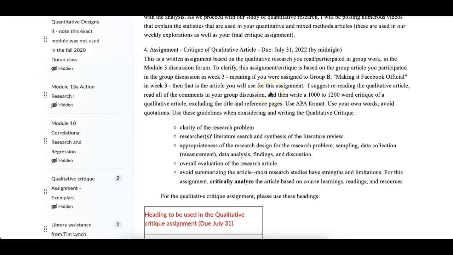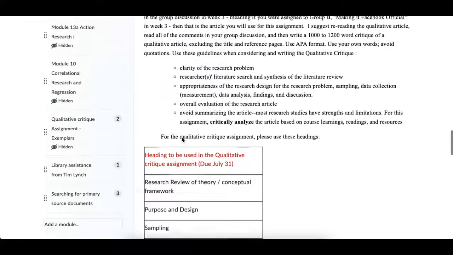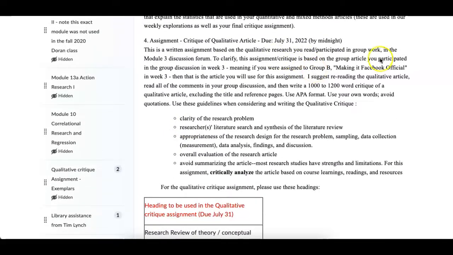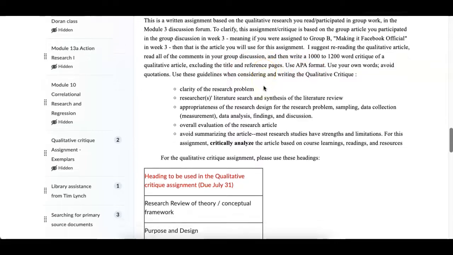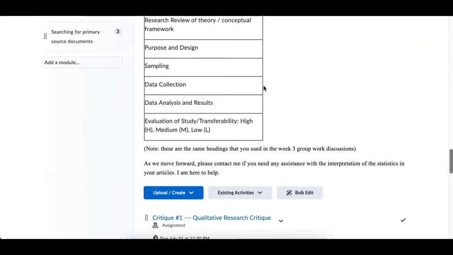They should have a cover page and a references page, and these are the titles that you should use. To clarify, if you were in Group B, making it Facebook official, then that's the article that you use for the assignment. I suggest rereading the qualitative article, reading the comments in the group discussion, and then writing in your own words 1,000 to 1,200 words, double space. That does not include the title and the references page, and please try to use APA format. Any questions, please let me know.